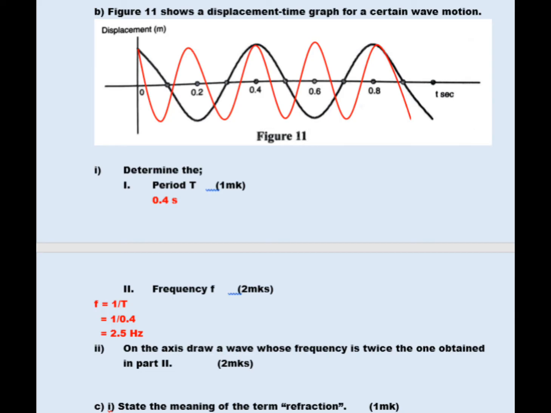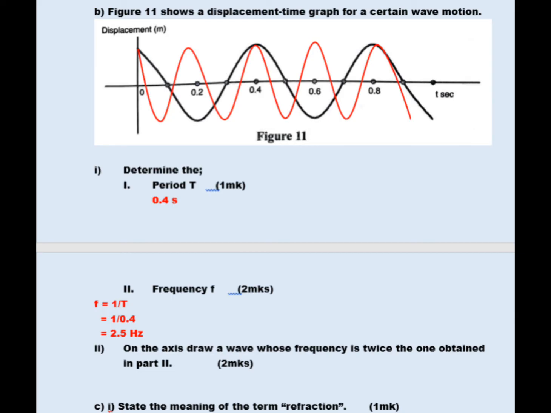On the axis, draw a wave whose frequency is twice the one obtained in part 2. So when frequency is twice, it means time taken for one wave is half. So if this one has a period of 0.4, the other one will have a period of 0.2. So crest to crest 0.2, crest to crest 0.4, crest to crest 0.6, because the initial one is covering one wave from 0 to 0.4, while the other one is covering two waves from 0 to 0.4. That means each crest is covering half of the other crest, which was 0.4.